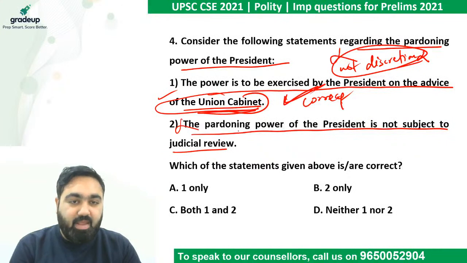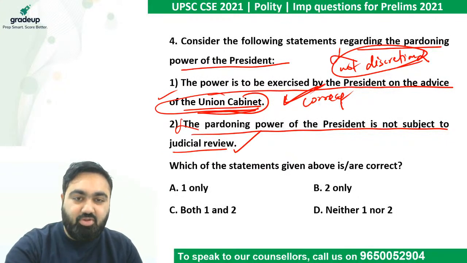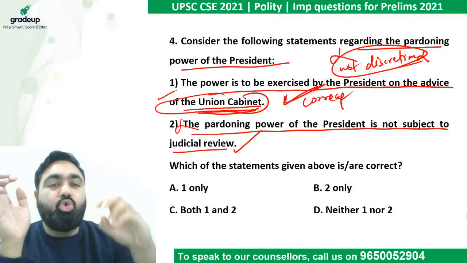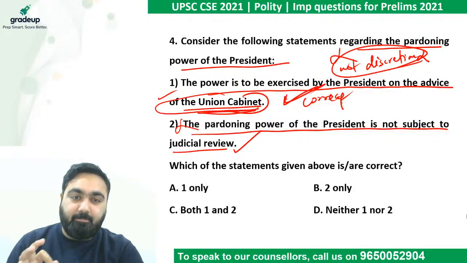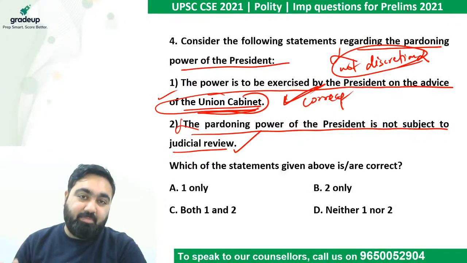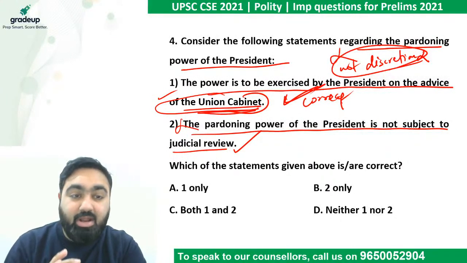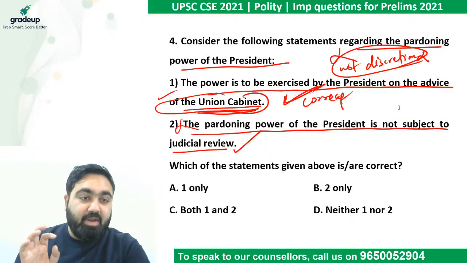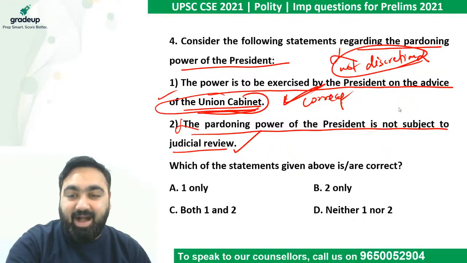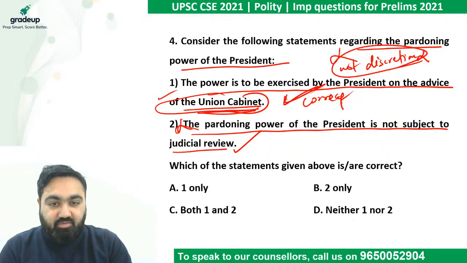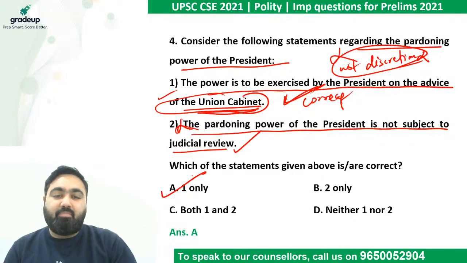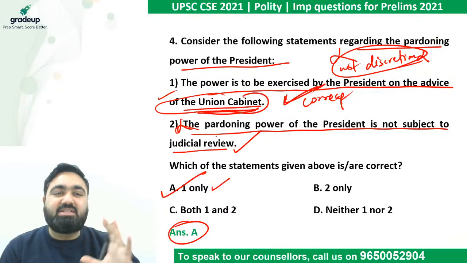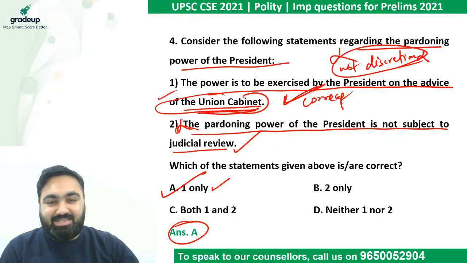So this is correct. Second, pardoning power is not subject to judicial review. This is actually wrong. Pardoning power is subject to judicial review. The Supreme Court has said that if the decision to pardon a person is arbitrary, the Supreme Court can step in. So yes, it is open to judicial review. The answer here would be A. Supreme Court has said if the decision is very arbitrary, we can still come in. So the answer here is A.